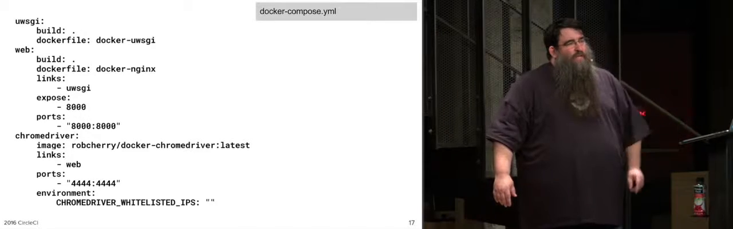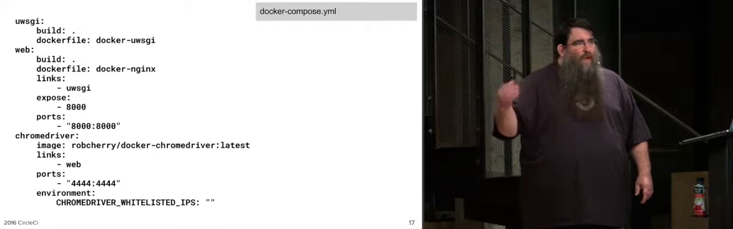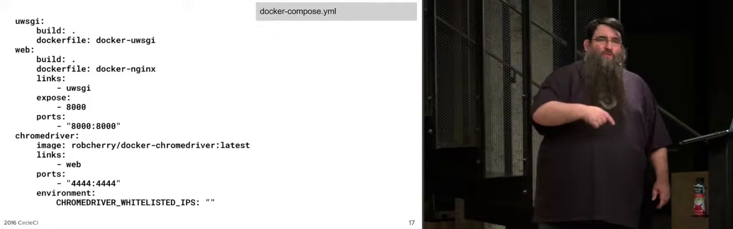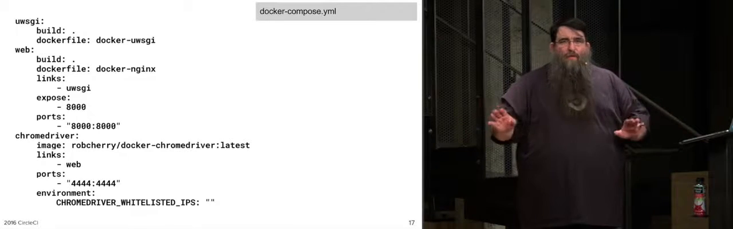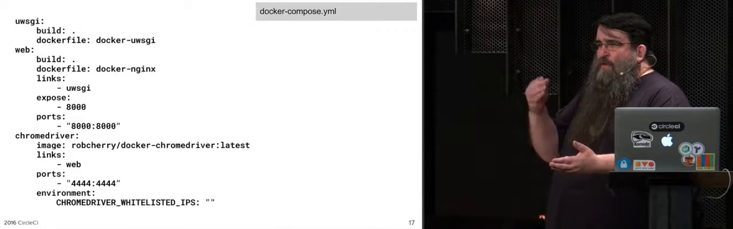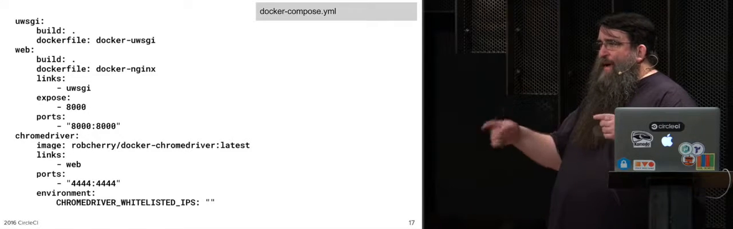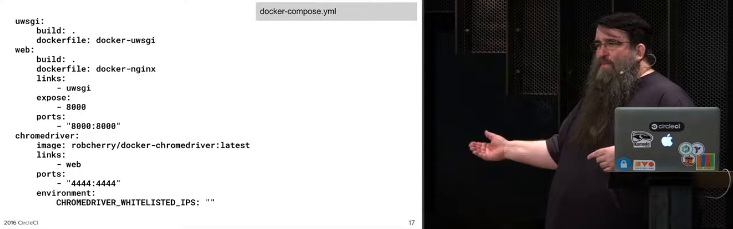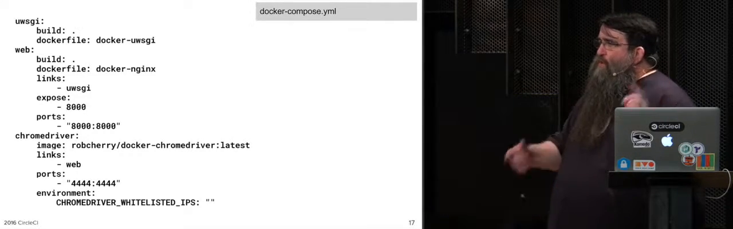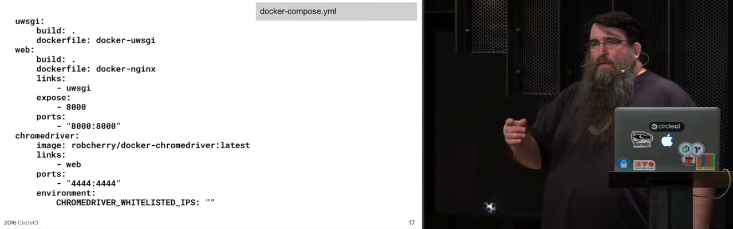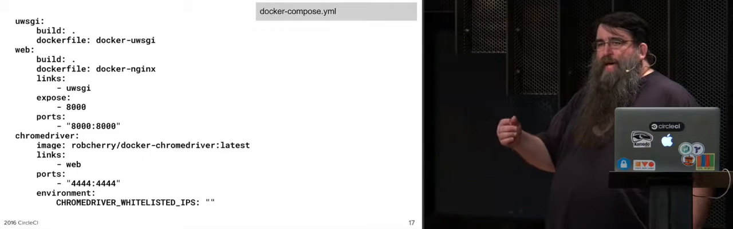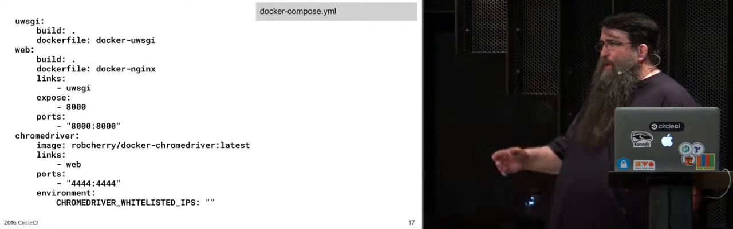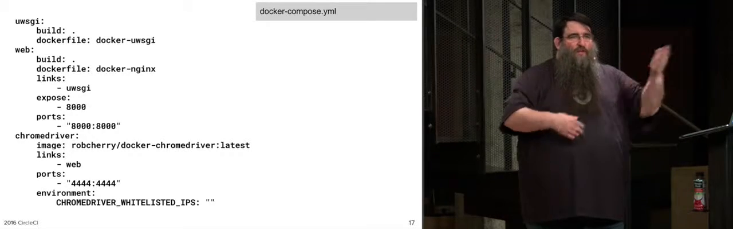The links section says that the web container needs to talk to the UWSGI container. Behind the scenes, it's going to set up the DNS entries, the localhost entries, all the little magic that it needs so that the web container can talk to the UWSGI container. The expose and the ports tell Docker that it needs to make port 8000 available to the outside world, but also to the other container.